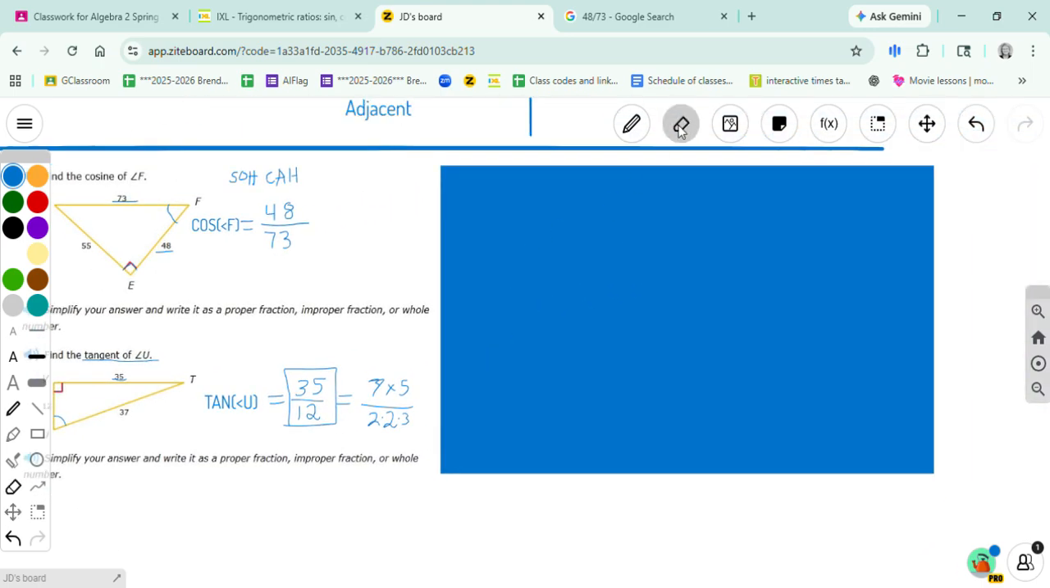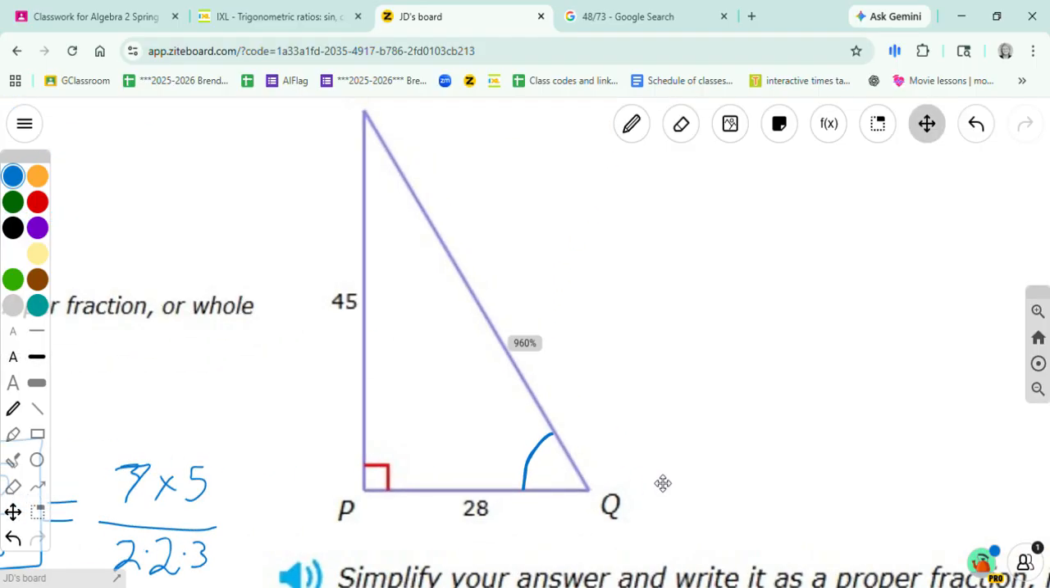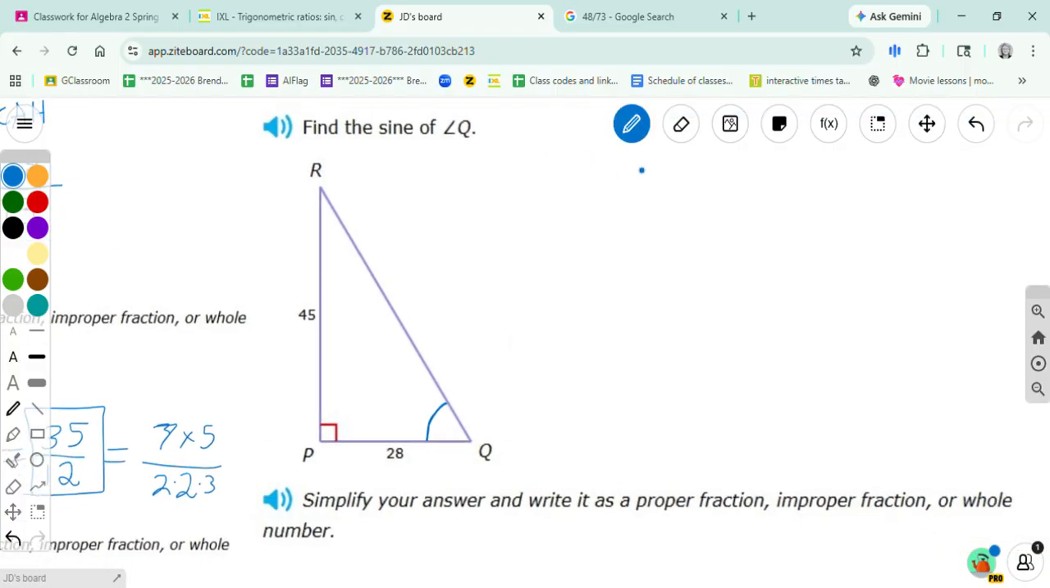Let's do one more. Find the sine of angle Q. So first we're going to mark our angle, angle Q. Sine we know is SOH, so SOHCAHTOA. We're wanting our opposite over our hypotenuse. So first let's find the opposite. Q here, the opposite side of the triangle as you go out, is this guy here, 45.